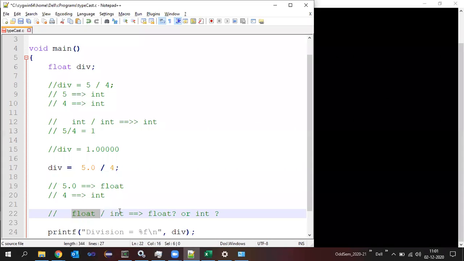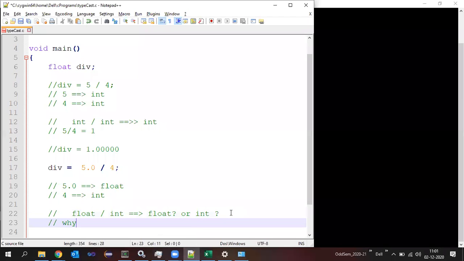When we perform float divided by int, what have we told the computer? Is the value stored in the form of a float or in the form of an int? Float. Think float, sir. Okay, now you told me it is a float. The next question is, why float? Why only float? Why not int?